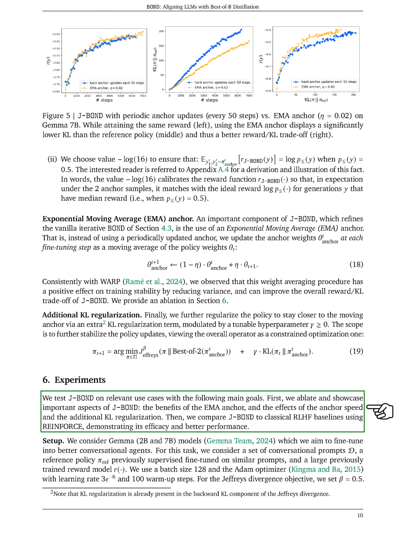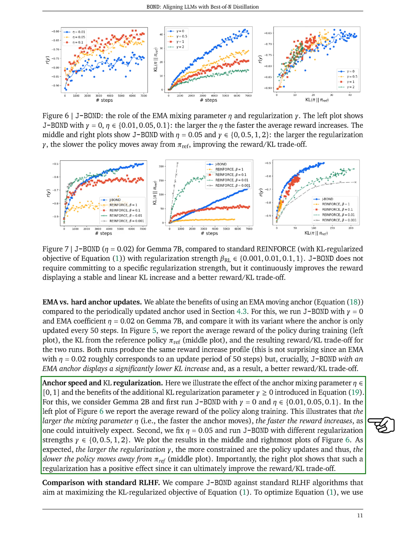We run J-BOND with different values for these parameters on the Gemma 2B model. Our findings indicate that a larger mixing parameter, meaning a faster moving anchor, results in a quicker increase in reward, as one might intuitively expect. We also fix one parameter and test various strengths of regularization. The results show that stronger regularization leads to more constrained policy updates, causing the policy to move away from the reference more slowly. Importantly, we find that this regularization positively impacts the reward to regularization trade-off.